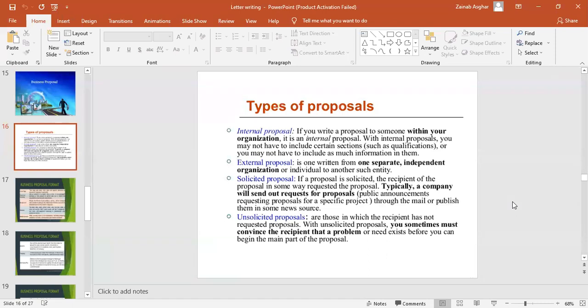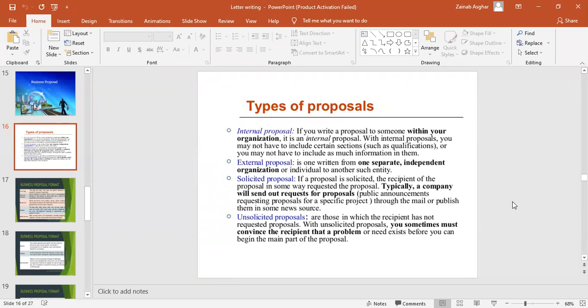But when it comes to external proposals, this piece of writing is written outside your own organization, to some other organization. You are going to talk to them, or give them an idea about something that you introduced in your organization and now want them to know about, or to companies that you already have a contract with and are already working with. For those companies, you write a business proposal that is called an external proposal.